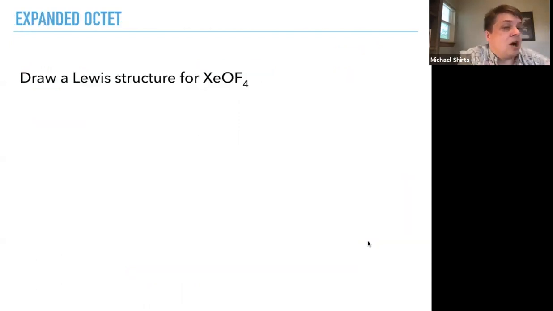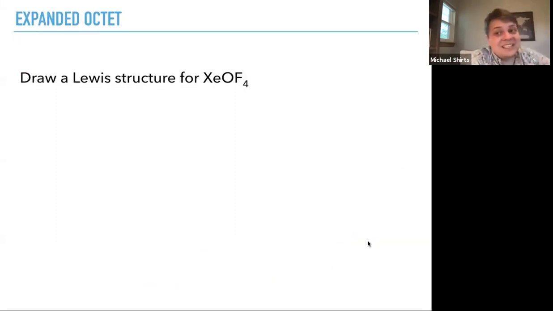Okay, so with these concepts, let's try to draw a Lewis structure of xenon bound to oxygen and four fluorines. This is not a particularly stable compound, but you can make it. Noble gases do react to form compounds. They're just not particularly stable, and they tend to fall apart. So you have to be very careful with them, isolate them, etc.